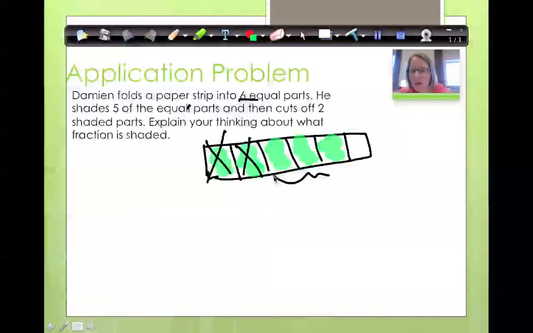Explain your thinking about what fraction is shaded. So they want to know what that fraction is. Okay, well, let's think about this. I've got 4 pieces. Here's a trick. Does that mean that this 3/4 is shaded? I don't think so. The reason why it's a trick is because how many parts are there? There's 6 parts total. Doesn't matter what you do with the other parts, they're always going to be 6, right? Okay, so let's count our 6.